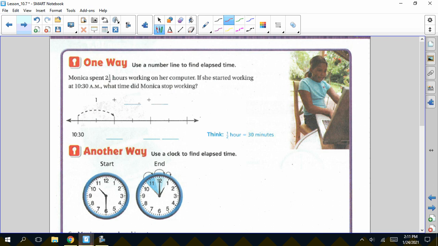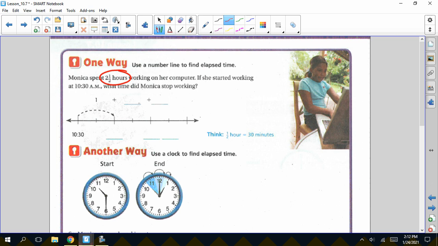In this example, Monica spent 2.5 hours working on her computer. If she started working at 10:30, what time did Monica stop working? So we know that she spent 2.5 hours. And an hour is 60 minutes. So half of that is 30 minutes.